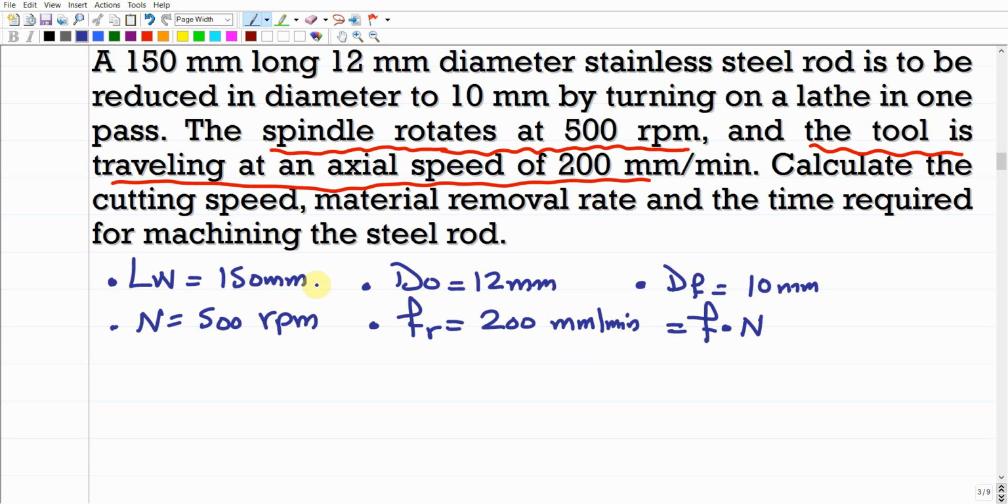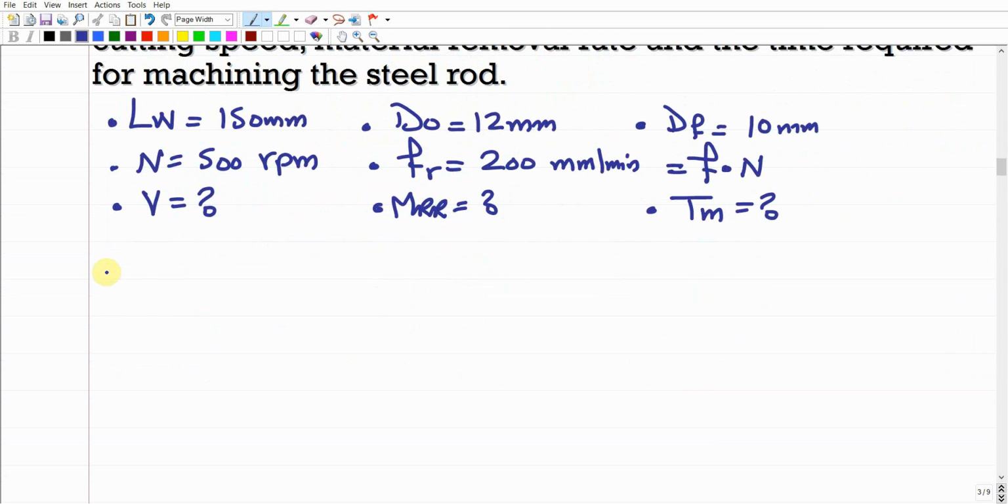It is required to calculate the cutting speed. How much is the cutting speed, which is V? We need to calculate it. Also, how much is the metal removal rate, which is MRR? We need to calculate it. Also, how much is the time required for the machining, the steel rod? This is the machining time, how much it is. Make sense? So these are the three requirements.